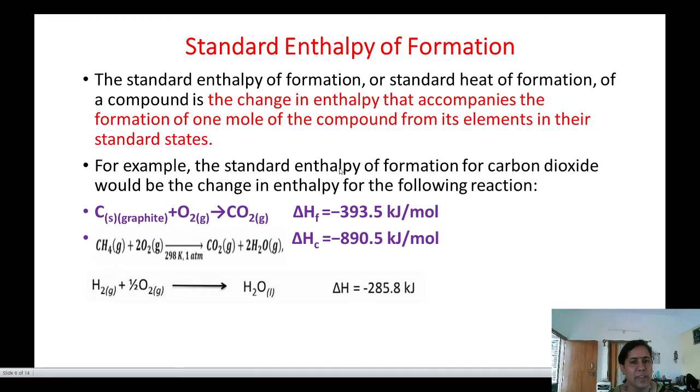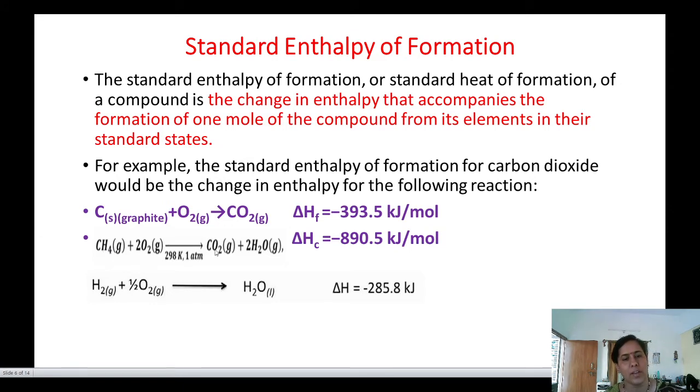For example, the standard enthalpy of formation of carbon dioxide would be the change in enthalpy for the following reaction. We are giving three examples here. The first example is carbon plus oxygen giving carbon dioxide. Here the standard enthalpy of formation is minus 393.5 kilojoule per mole.